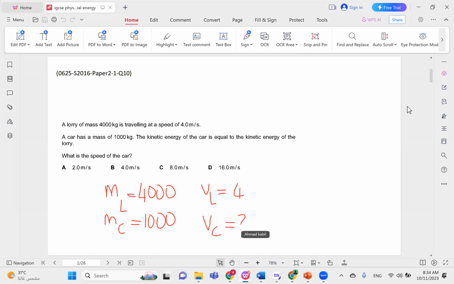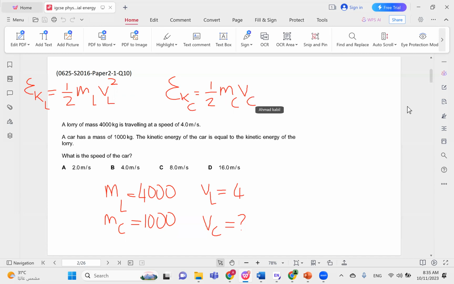Now, we also need to remember that the kinetic energy of the lorry is equal to half times the mass of the lorry times the speed or the velocity of the lorry squared. And the kinetic energy of the car is equal to half times the mass of the car times the speed of the car squared.